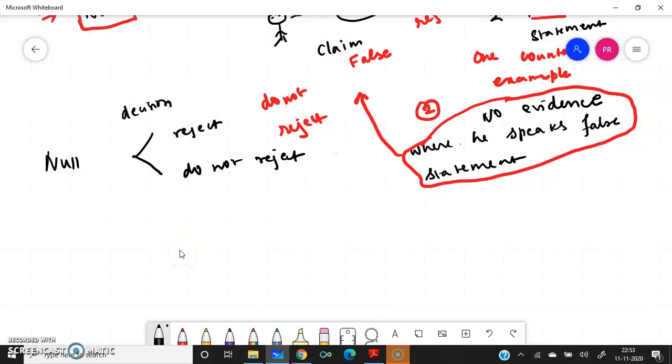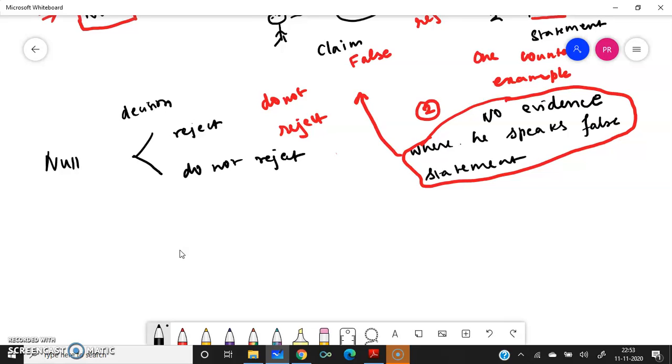Yes, we were discussing the null hypothesis, and there can be two decisions related to it. One is reject, another is do not reject. So these are the decisions we are going to take after testing the hypothesis. How are we going to test? We are going to use statistical methods, and we'll be learning about two statistical tests. One is the t-test and another is ANOVA.